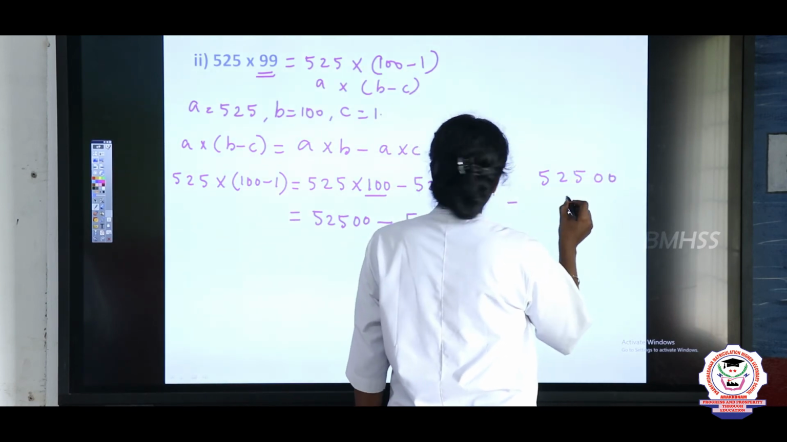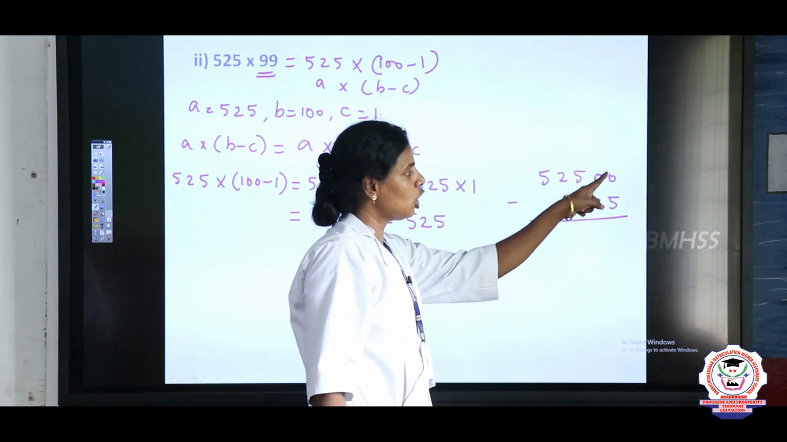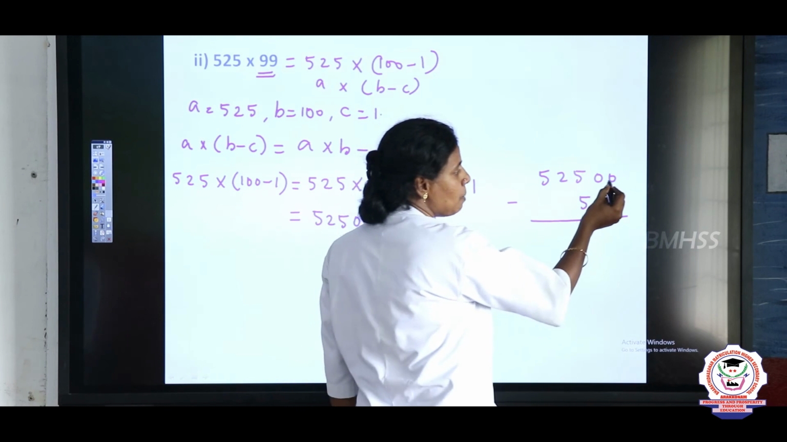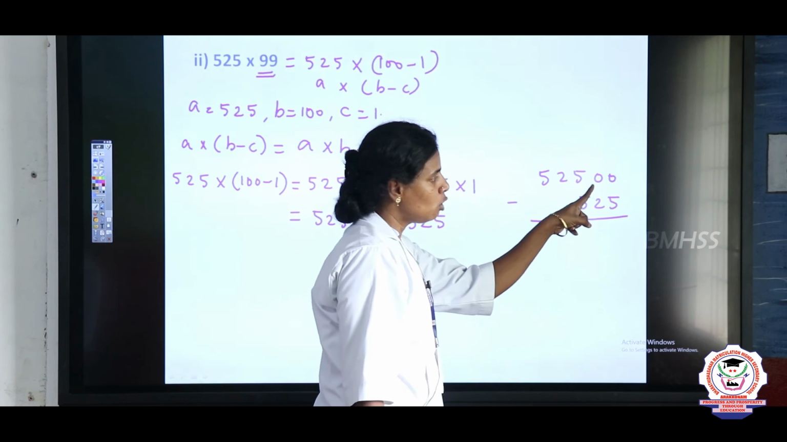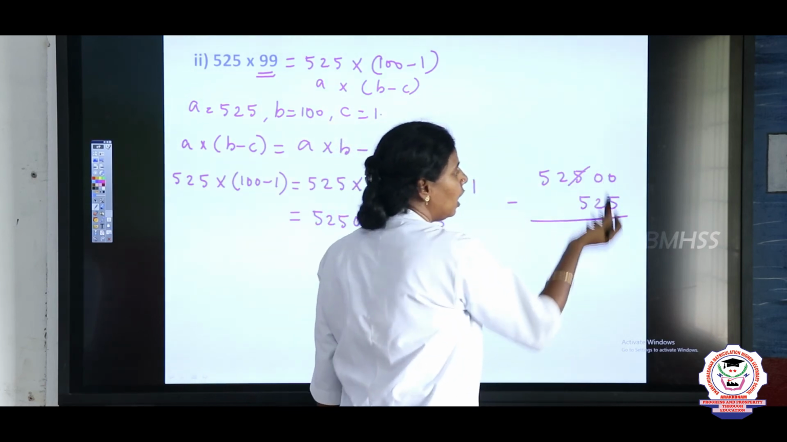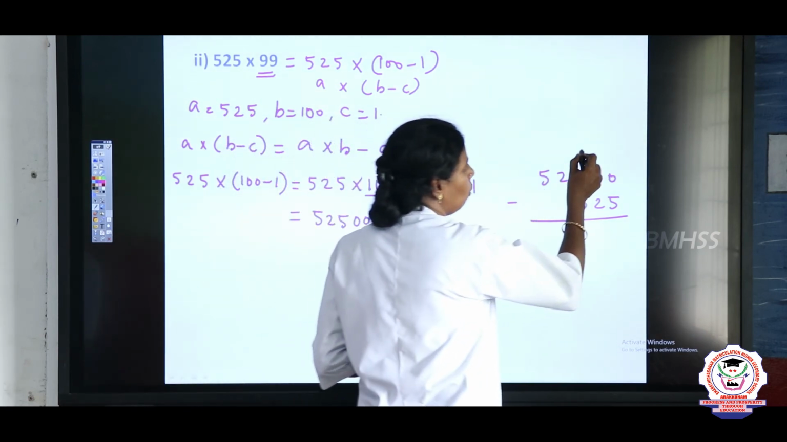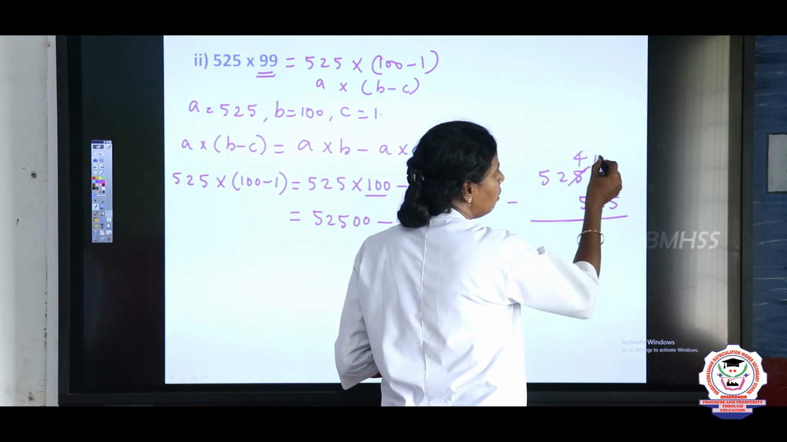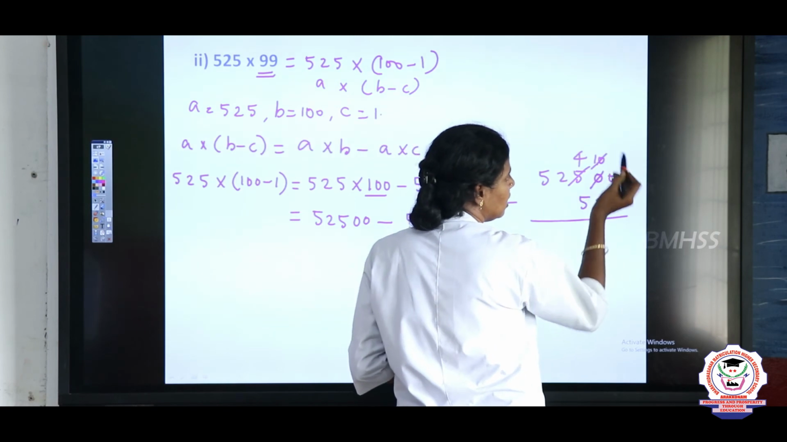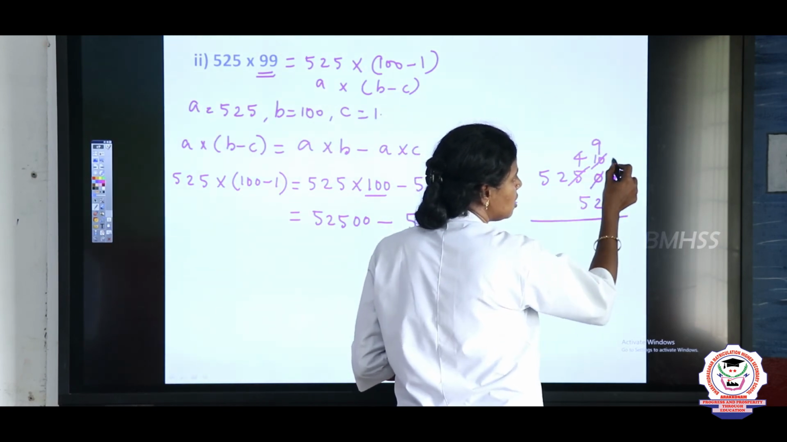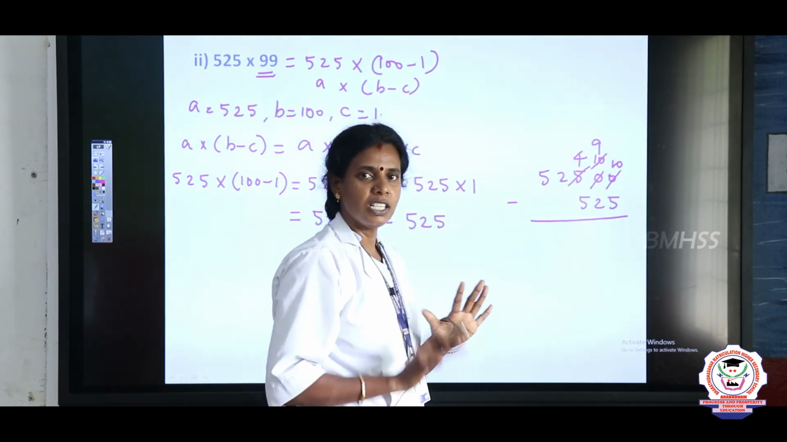52500 minus 525. Subtract this. Can you subtract 0 minus 5? No, you can't subtract 0 minus 5. So borrow from the next digit. The next place also is 0. So we are going to borrow from the hundreds place, which is 5. 5 will become 4 when you borrow 1 from this. This 0 will become 10. Now from this 10 we can borrow 1 for the ones place. That is, 10 will become 9 and this 0 will become 10. Now we can subtract 10 minus 5, which is 5.